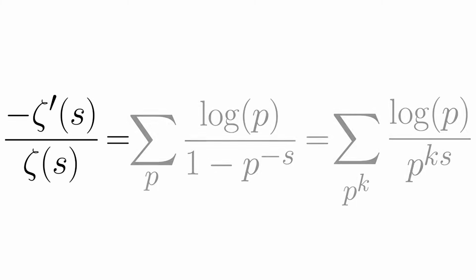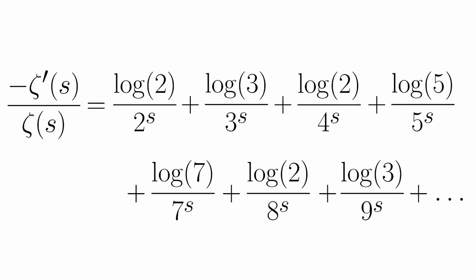If you expand this sum, it now looks like log of 2 over 2 to the s plus log of 3 over 3 to the s plus log of 2 over 4 to the s. Notice it's a 2 and not a 4 because we're only taking the prime in the logarithm in the numerator. And so on down the line. Notice we skip 6 because 6 isn't a prime power, and so we'll have one term here for each prime power.